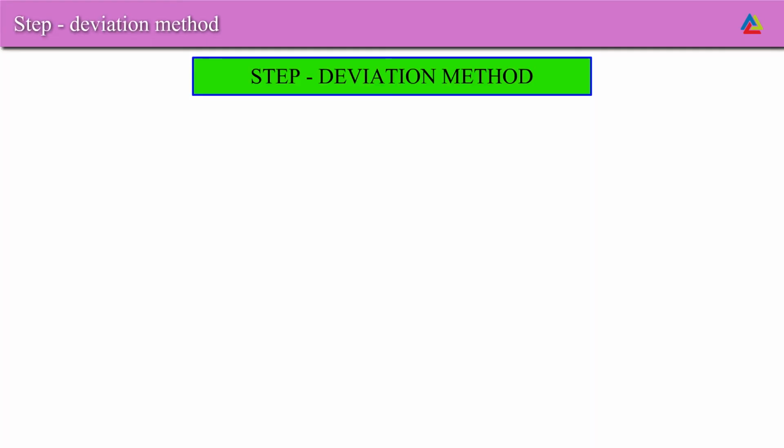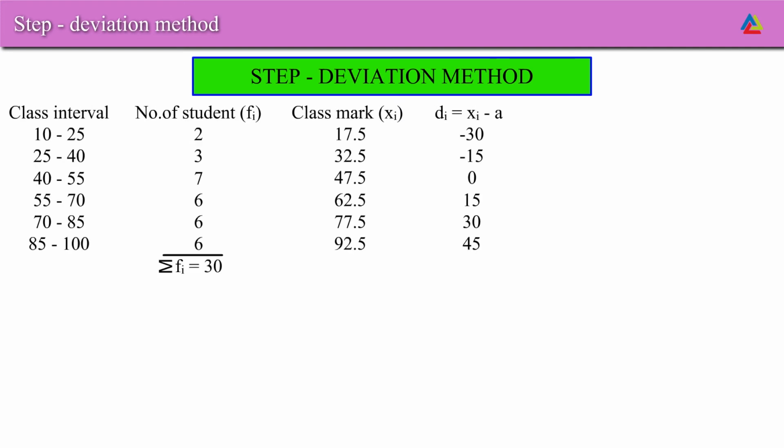One more method to find mean of grouped data. This is called step deviation method. In this method, table up to di equal to xi minus A remains same. Next step is to find a factor h such that the values for di are all multiples of h. Here h is equal to 15 because the values in column di are all multiples of 15.